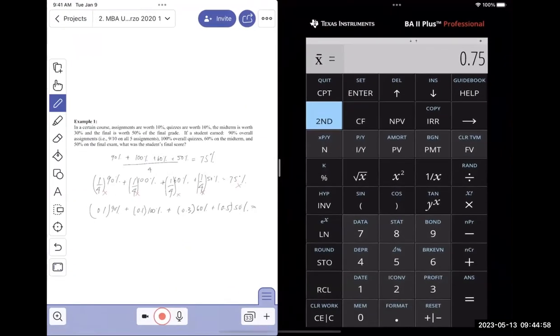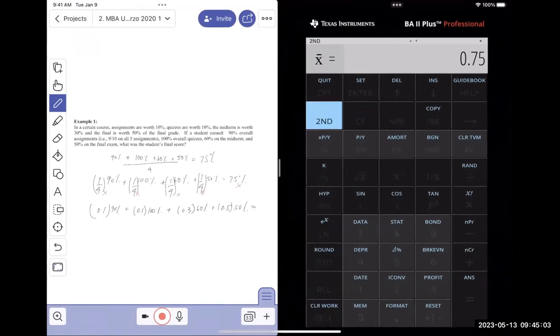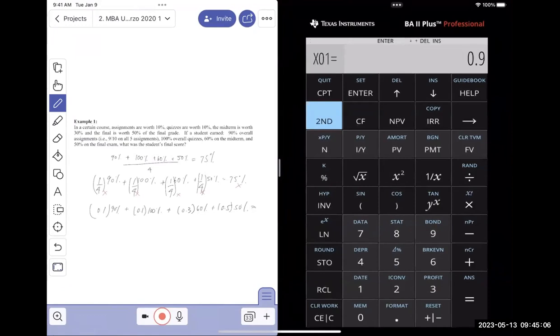So in the calculator, I mentioned the Y could be used as a frequency or a weight. So let's go back to the data, so second data, and scroll through, and I'm going to change the weights. I'm going to change Y to 0.1 for Y1. Y2, I'm going to change to 0.1. Enter. I'm going to change Y3 to 0.3. And I'm going to change Y4 to 0.5.